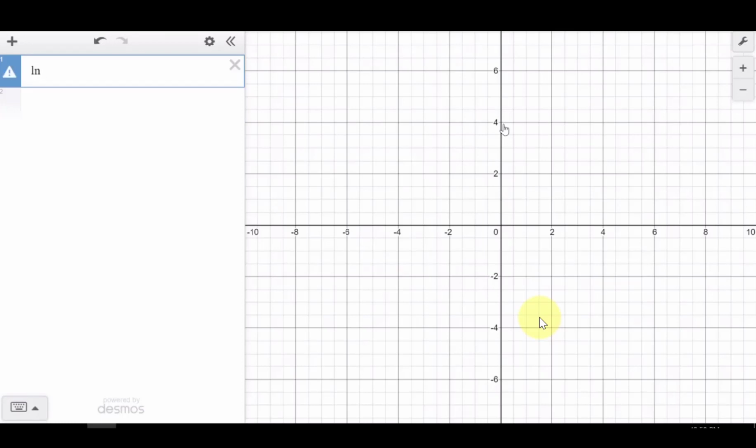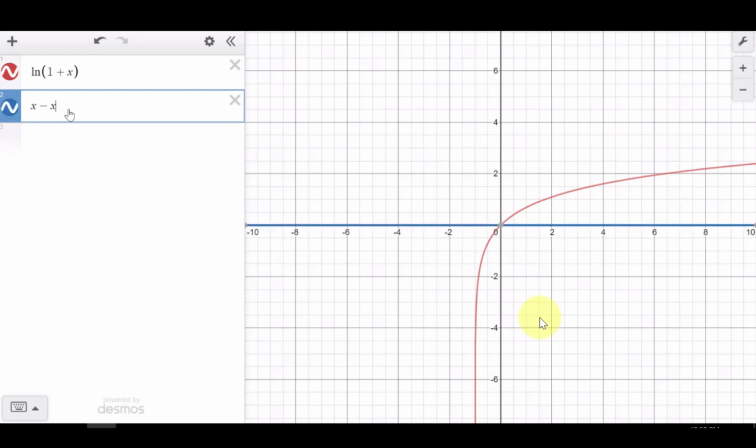So let's just take a look at the graph. So here's a picture of ln of 1 plus x, and I'll write out those first few terms.